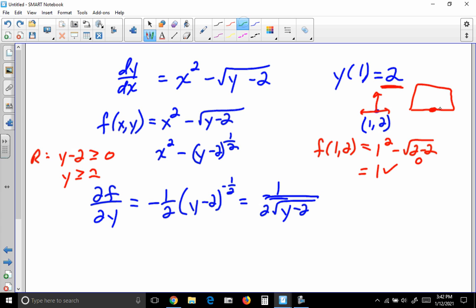So 1, 2 is not an interior point. If that's not true, then we're not guaranteed a unique solution that exists here. So that's how that theorem fails. That's the case where we may not have a solution.